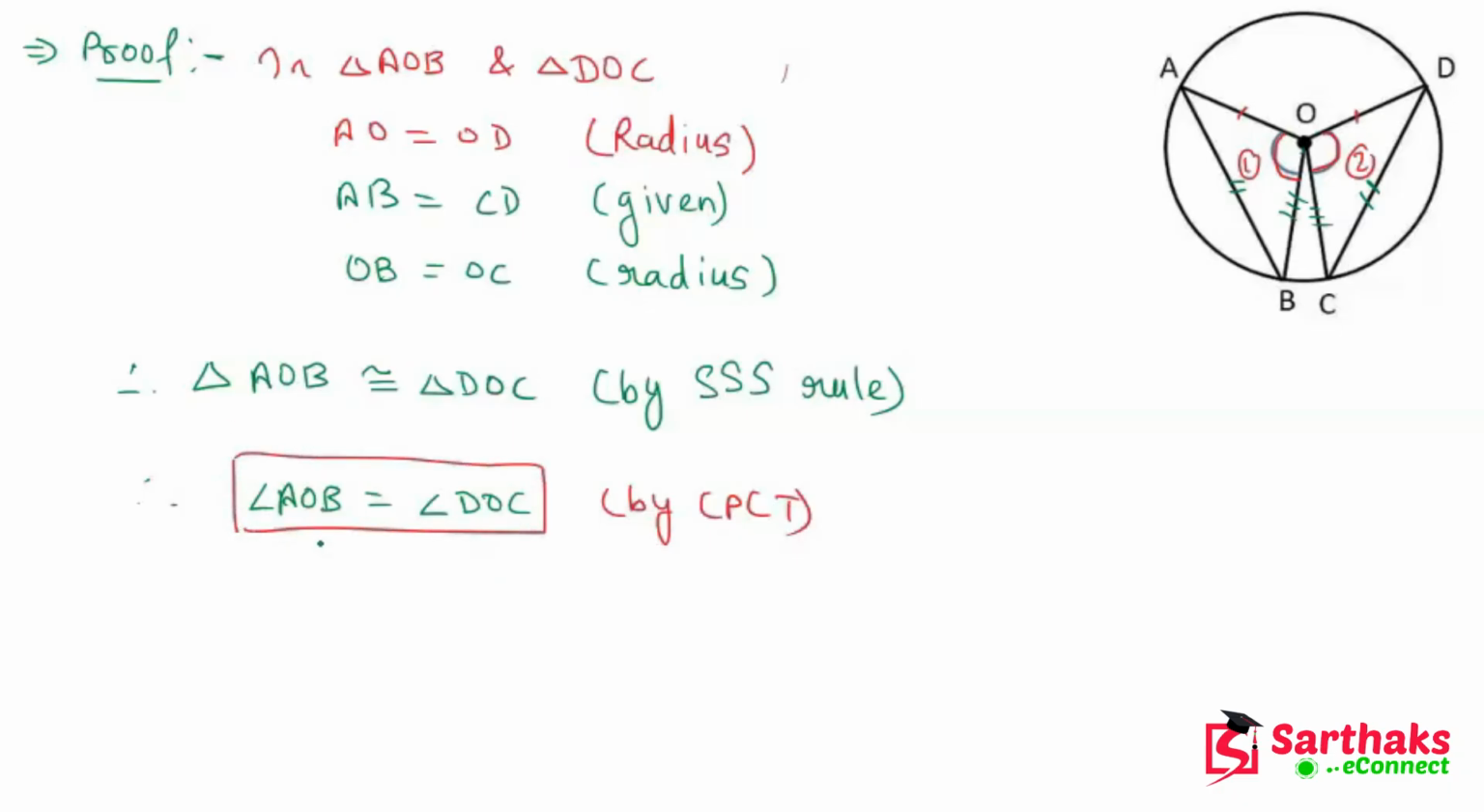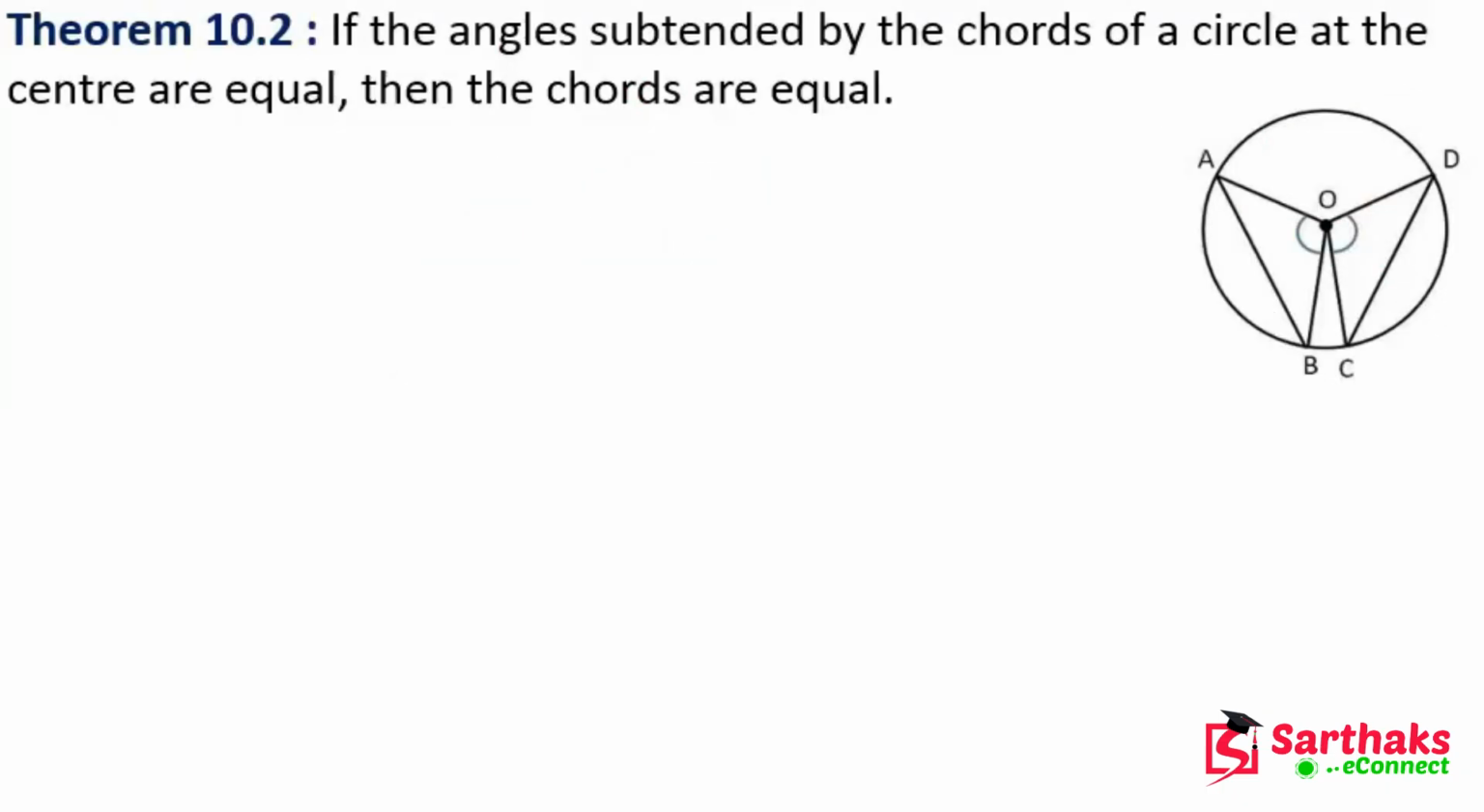Okay, so this is the proof of this theorem. Now let's see theorem number 10.2. This theorem states that if the angles subtended by the chords of a circle at the center are equal.